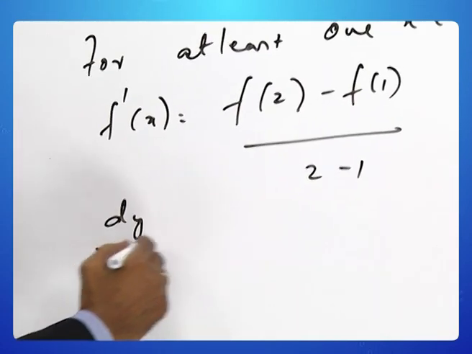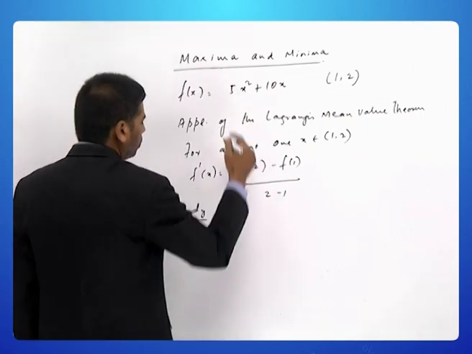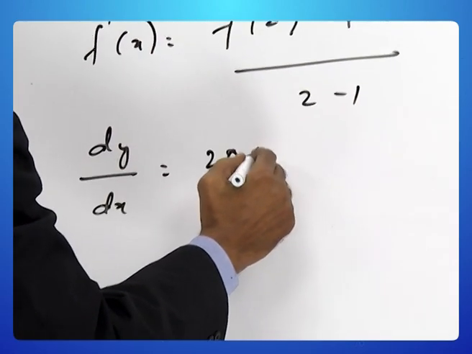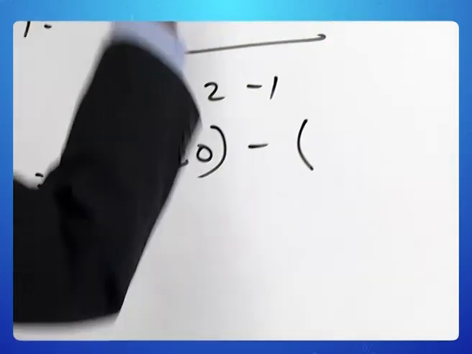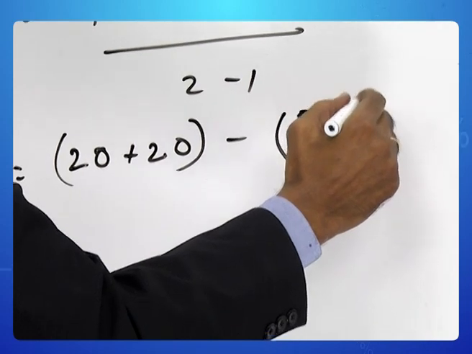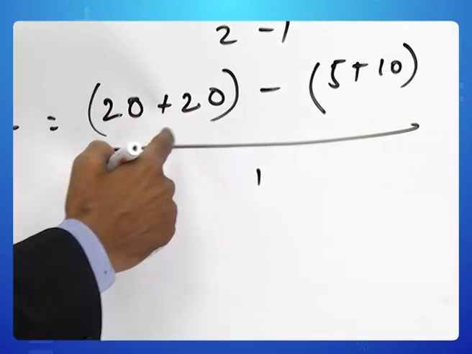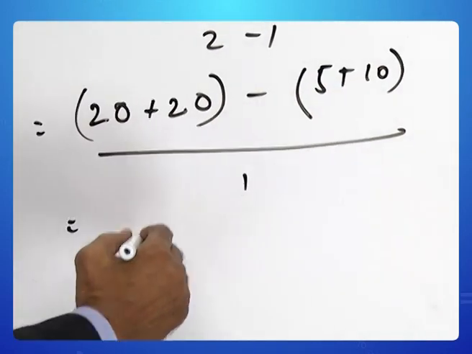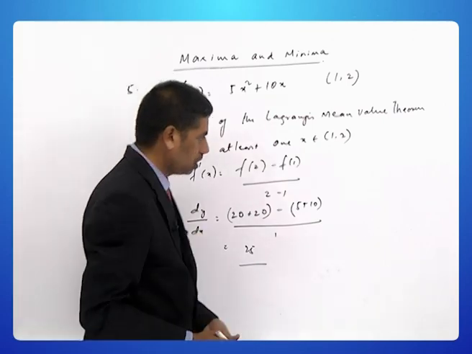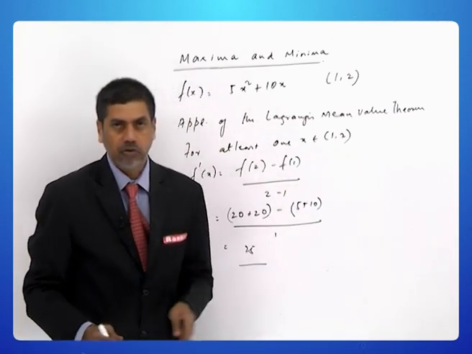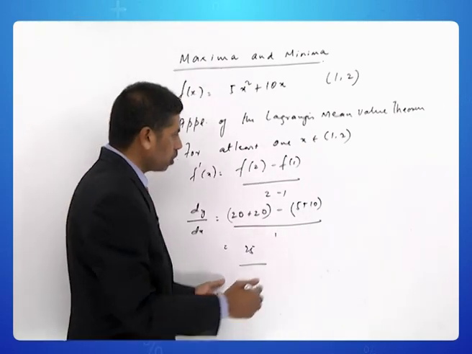So we can write this as dy by dx is equal to f of 2, which will be 20 plus 20, minus f of 1, which will be 5 plus 10, divided by 1. So this is 40 minus 15, which is 25. So that's exactly what the question is about. At least at one value of x in the interval, what is the estimate of dy by dx? So the correct option is B.